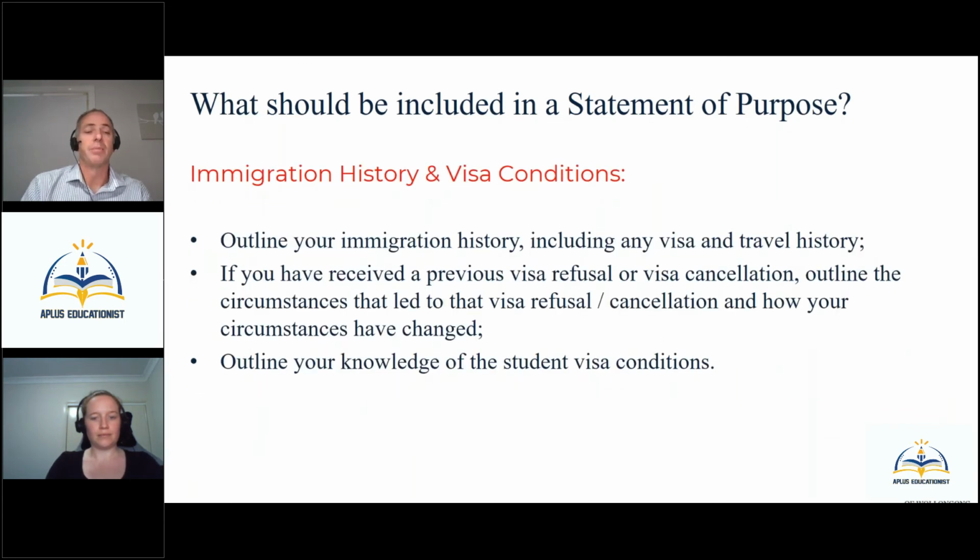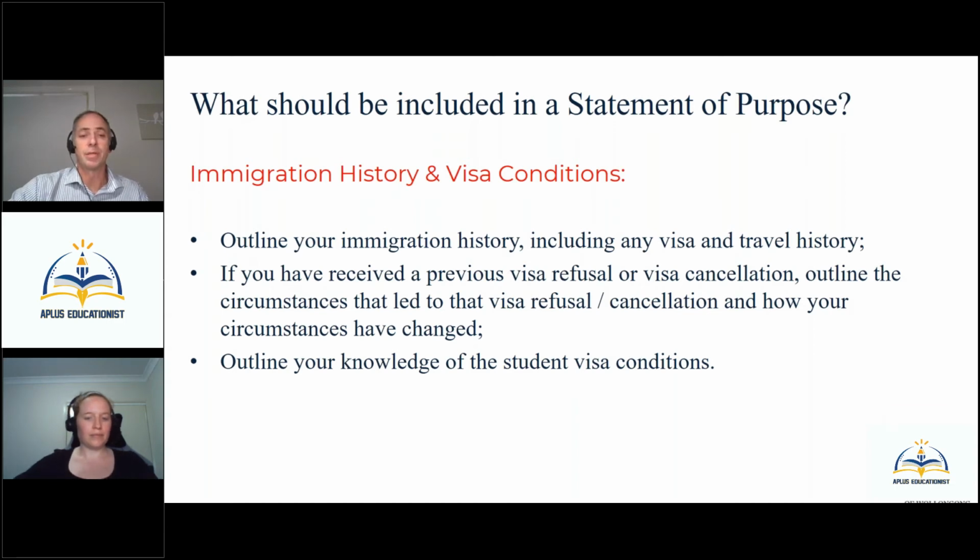The fifth point there is immigration history and visa conditions. So there are 3 points there: outlining your immigration history, including any visa and travel; if you received a previous visa refusal or visa cancellation, outlining the circumstances that led to that visa refusal or cancellation and how your circumstances have changed; and then outlining your knowledge of the student visa conditions.